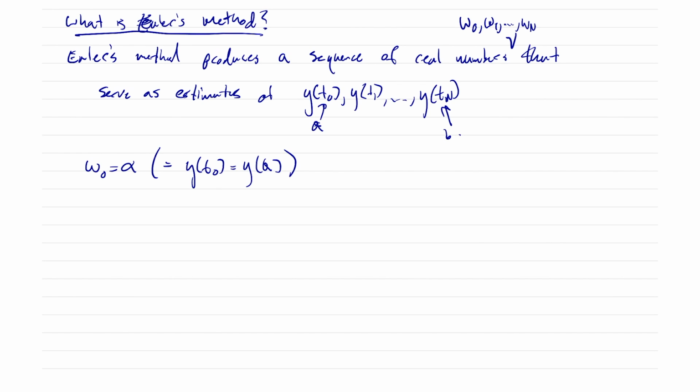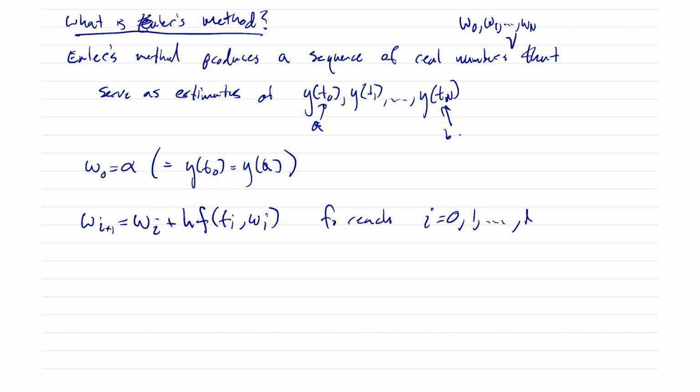Okay, so then how do we make further ones? Well, if I want to go from yi to yi plus 1, I get wi plus 1 is equal to wi plus h times f of ti, comma wi. Right, and this is true for each i going from, say, 0, 1 up to capital N minus 1.